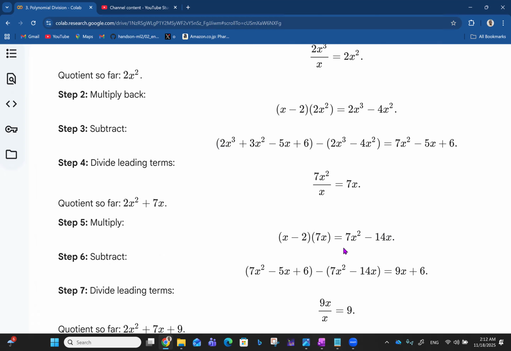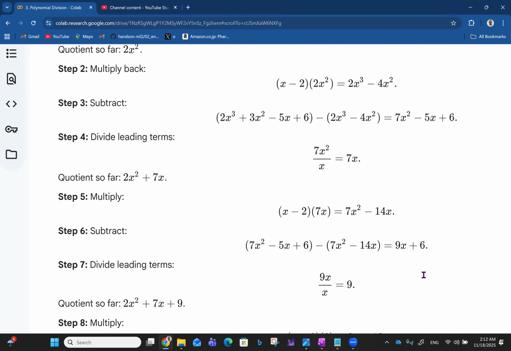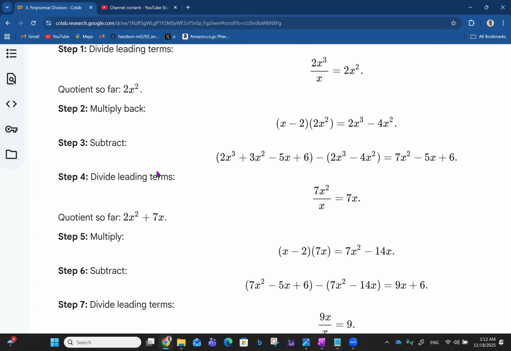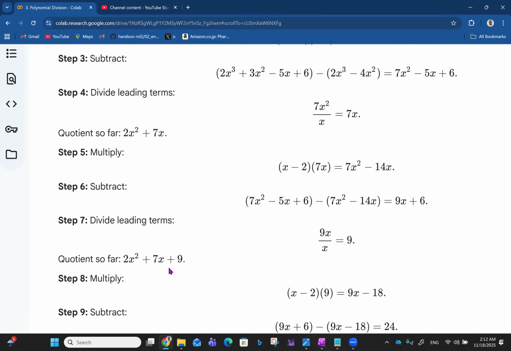So the next thing you want to do is to subtract this 7x squared minus 14x from 7x squared minus 5x plus 6. So you get 9x plus 6. Then you divide by the leading term again. So the leading term is 9x. Divide by x, you get 9. So the quotient so far, you have the 2x squared plus 7x here. Now you add 9 to it.